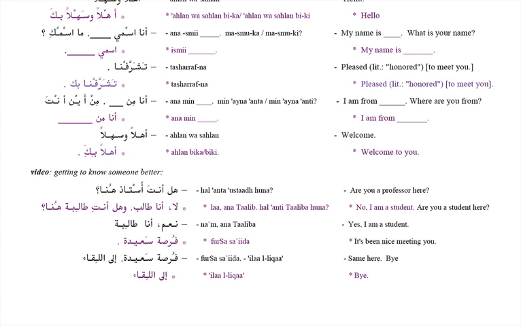I am a student. وهل أنت طالبة هنا؟ و, and, هل, question, yes, no question marker. أنت, you, feminine. طالبة, student, female student. هنا, here. Are you a student here? نعم أنا طالبة. فرصة سعيدة. فرصة سعيدة. إلى اللقاء. إلى اللقاء.